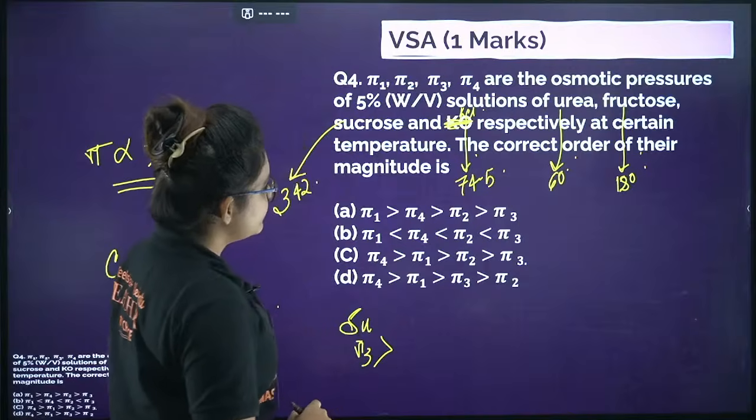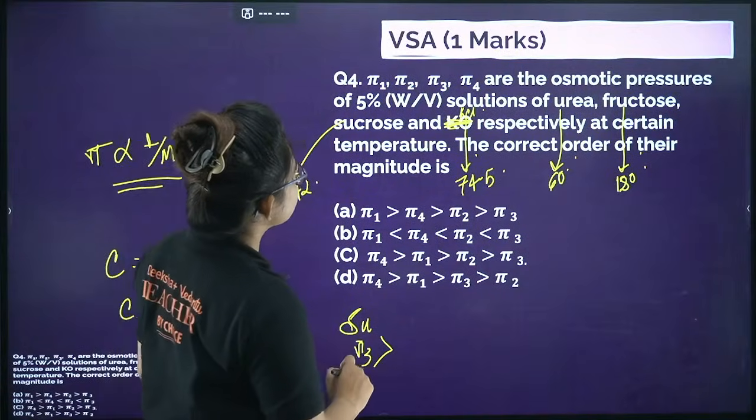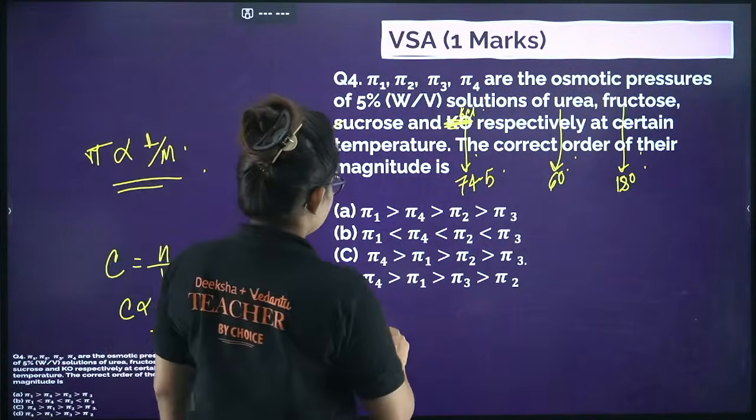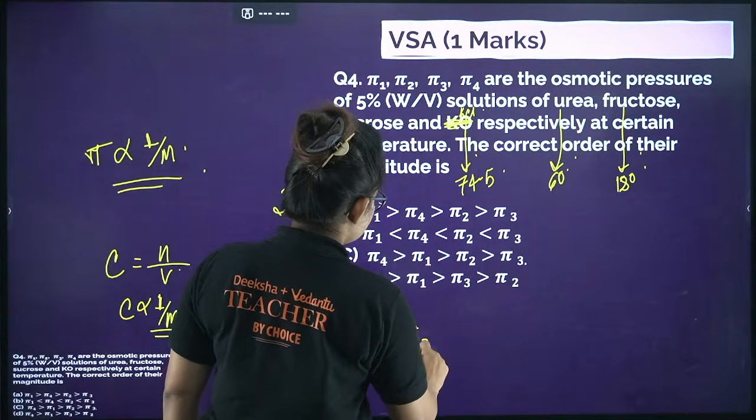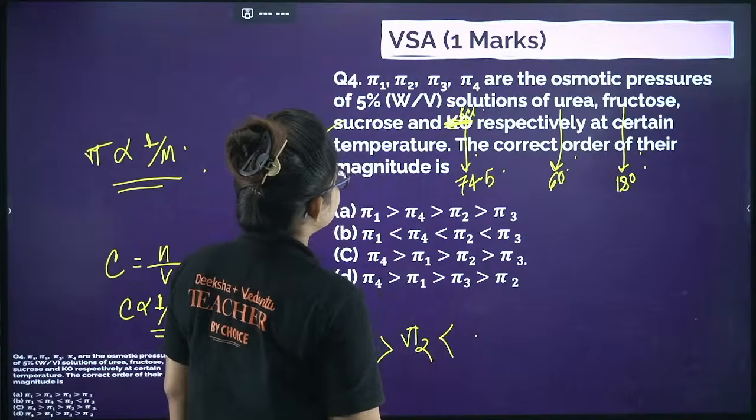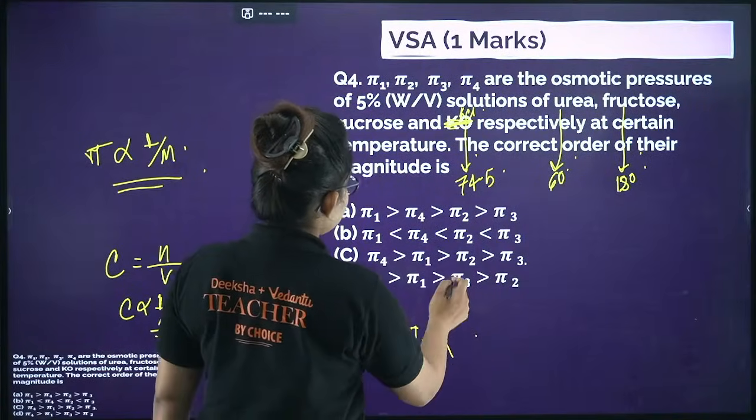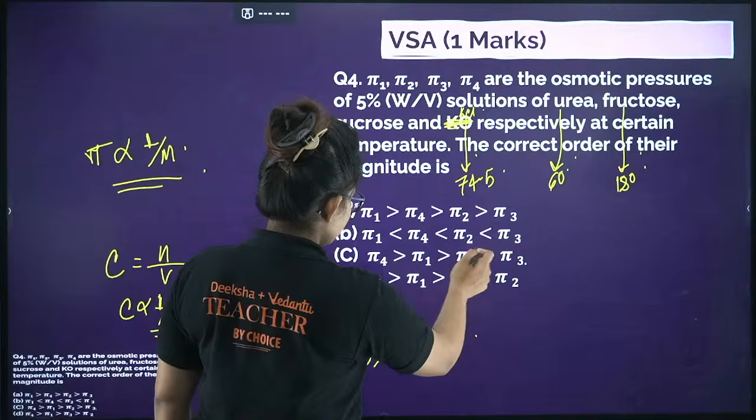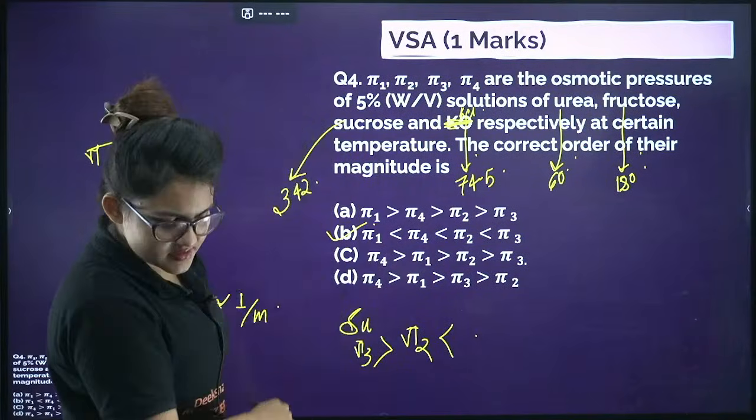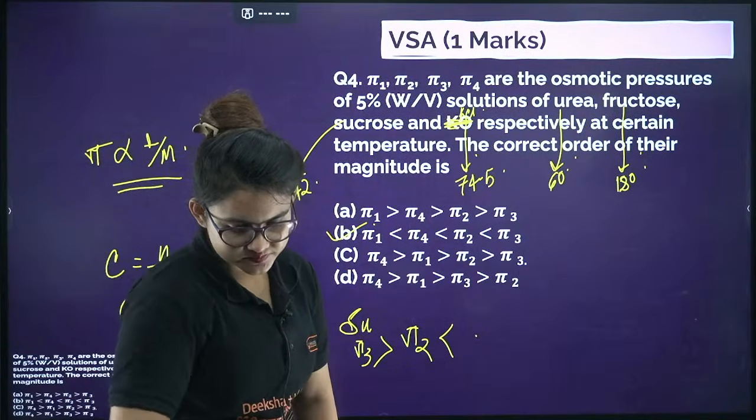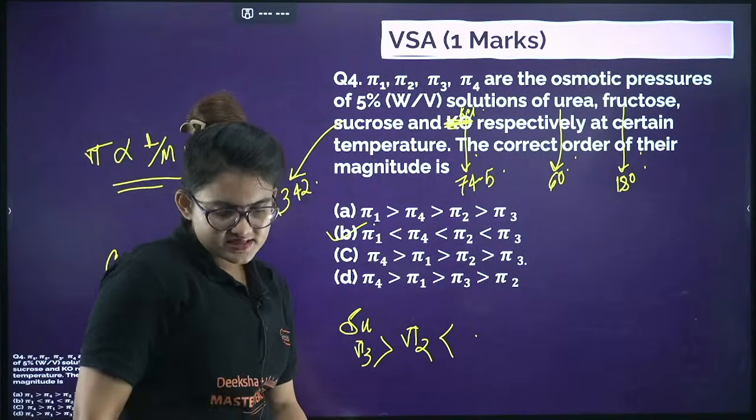After that it will come for 180, meaning fructose. Fructose will have pi 2. After that it will be KCl. So you can get the option here. Option B is going to be the correct one. I guess it's clear to you.